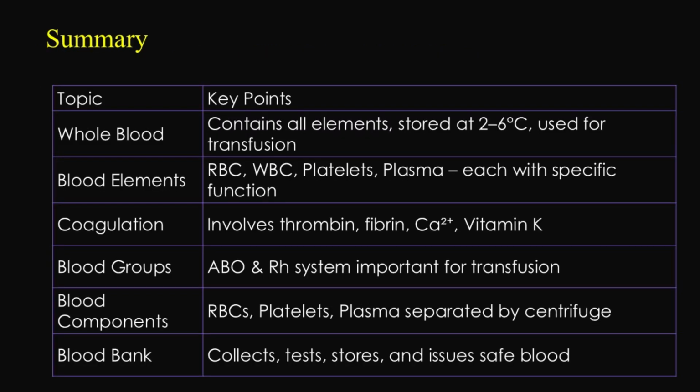Here is a summary of all key topics. Whole blood contains all elements, is stored at 2 to 6 degrees Celsius, and is used for transfusion. Blood elements consist of red blood cells, white blood cells, platelets, and plasma, each having a specific function. Coagulation involves thrombin, fibrin, calcium ions, and vitamin K.